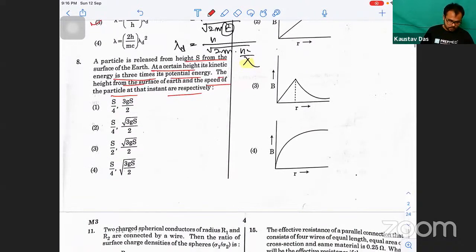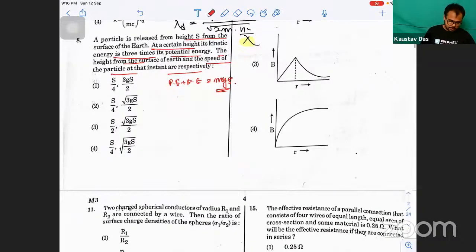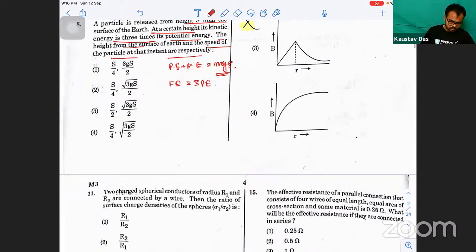Whenever the particle is dropped from height s, I can write down the potential energy there and the kinetic energy there. The total potential energy stored over there is mgs. Now, as it is given, the kinetic energy is 3 times the potential energy. So you can now apply this. You can put the value of the kinetic energy in this expression, and you can get the value of potential energy as mg into s divided by 4.